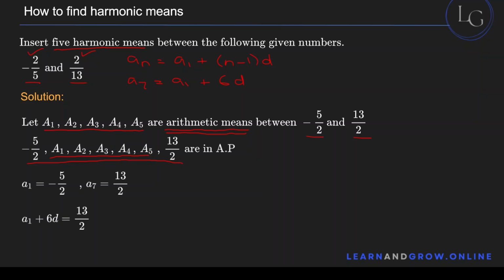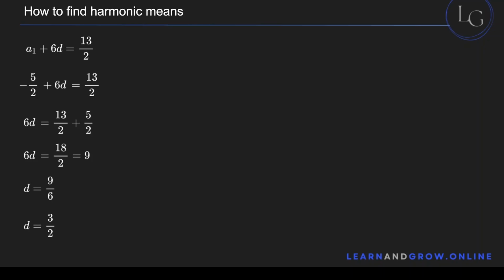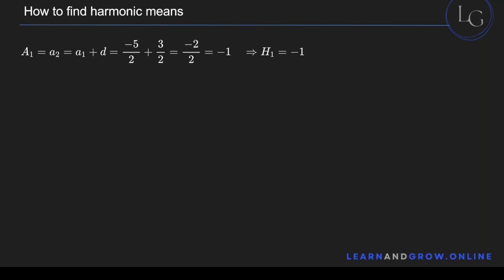a1 plus 6d is equal to a7, and a7 is given to us as 13 by 2. And also this a1, that is also given to us as minus 5 by 2. So this now becomes minus 5 by 2 plus 6d is equal to 13 by 2. So we can now find the value of d, and that comes down to 3 by 2. And now the question becomes very simple.